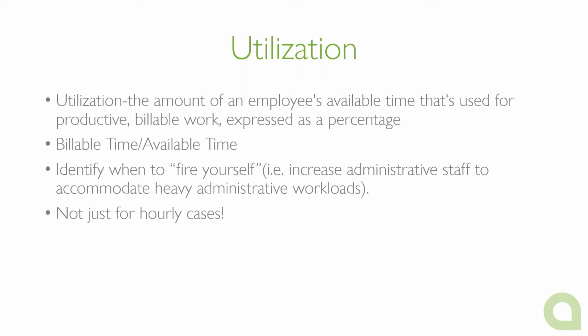You want to use this metric for a number of things. One of the key things that we see in growing firms is letting you know when to quote unquote fire yourself. So if you have a partner or an associate attorney who is increasingly devoting time to administrative tasks rather than billable time, you may find that it actually will save your firm money in the long run to hire more administrative staff. That's not the only example of when using this utilization metric might be helpful, but that's one that we see a lot in growing firms.